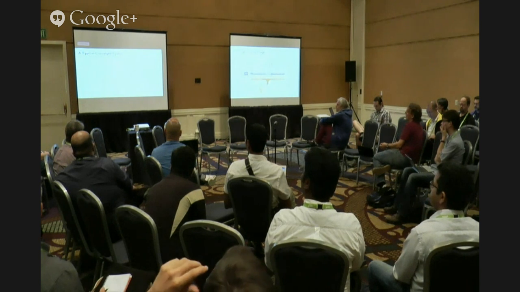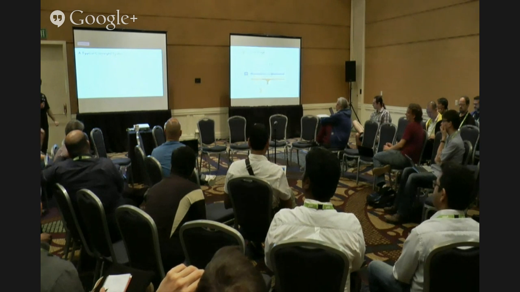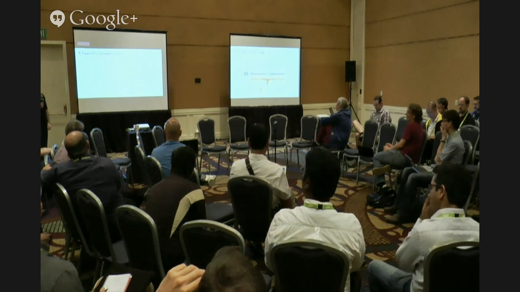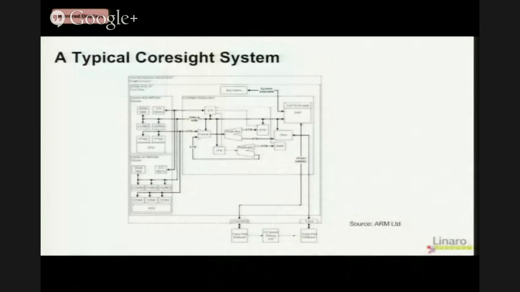What is not on there that is in here is the ITM. The ITM is an early predecessor of the STM today. It also exposes channels to entities in the system, except that it simply does not package information the same way. And the cross-trigger interfaces, as I mentioned, are ways for the Coresight system to have a better interaction and awareness of what is going on in the system or with other components that might not be Coresight enabled.